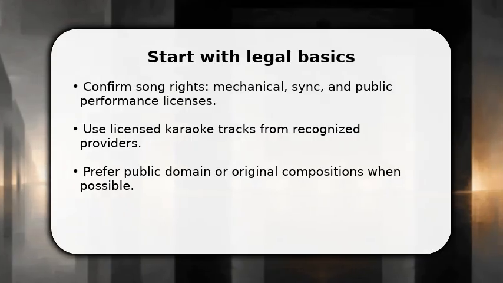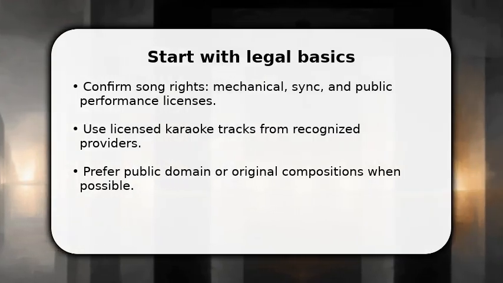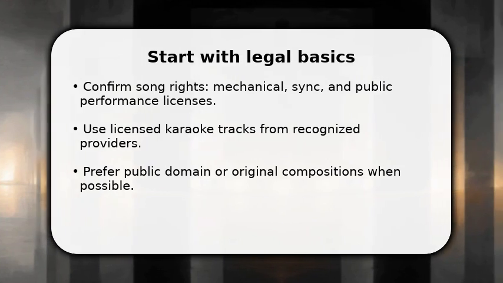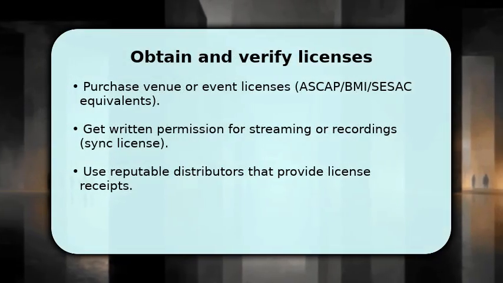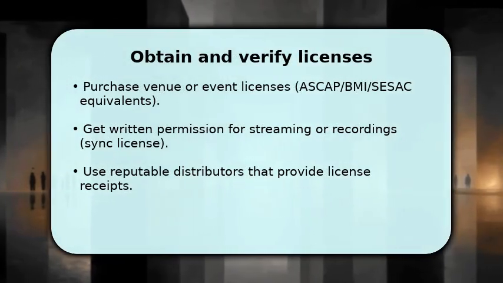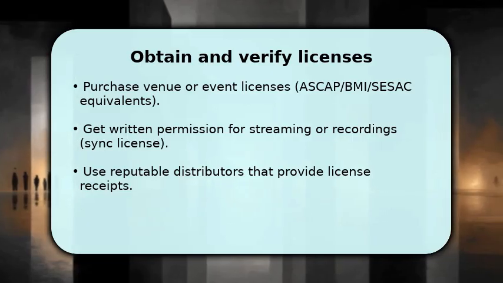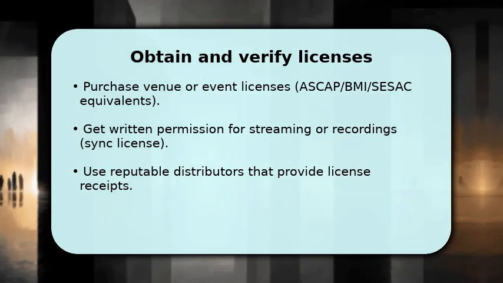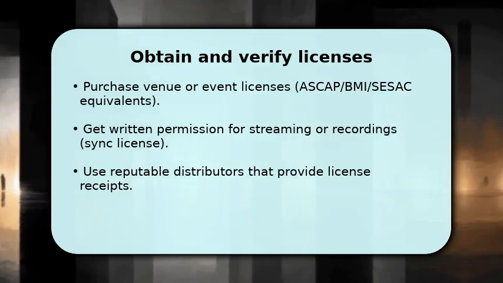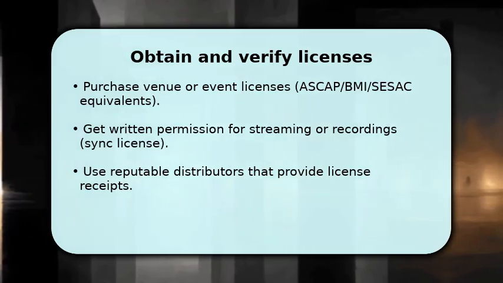If you plan to stream or record, you will need additional sync permissions, so start that process early rather than improvising later. Next, you obtain the specific licenses and verify receipts. Contact performing rights organizations for venue-level coverage if you host public events, and request written sync clearance when you plan to record or stream performances.